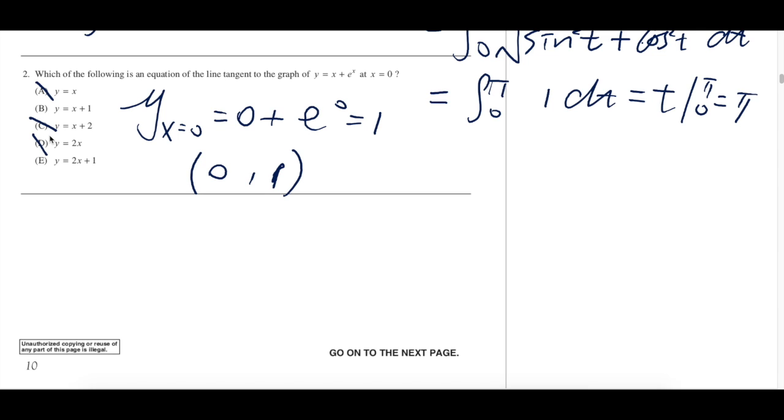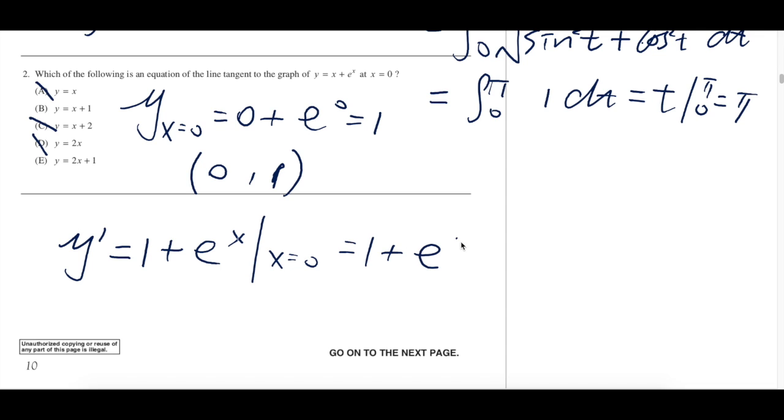Since we still have two choices, we need to find the derivative of y, because that will give us the slope. So y prime is 1 plus e to the x. And at x equals 0, that's going to be 1 plus e to the 0, which is 2. This is the slope of the tangent line. So this tells us the answer is E.